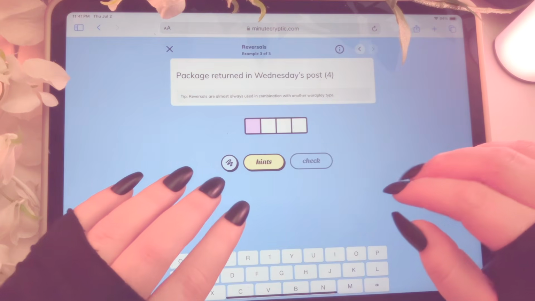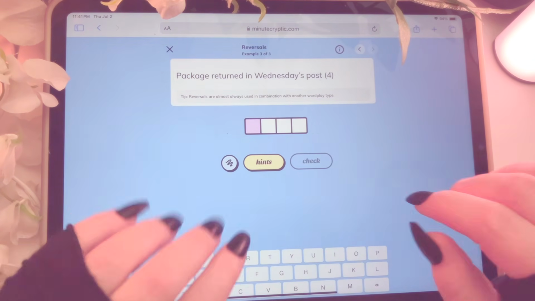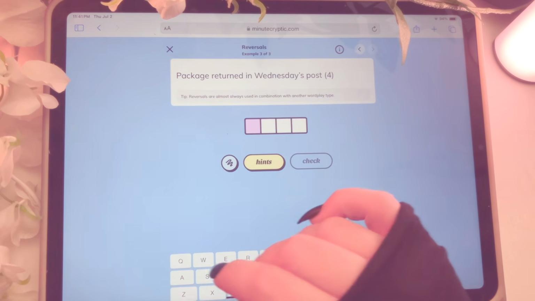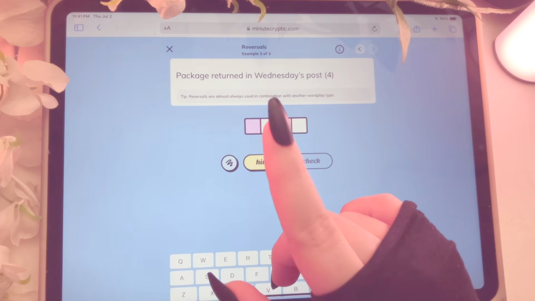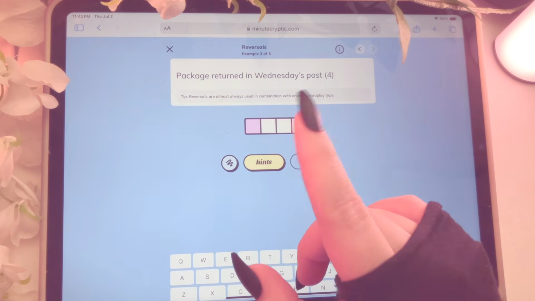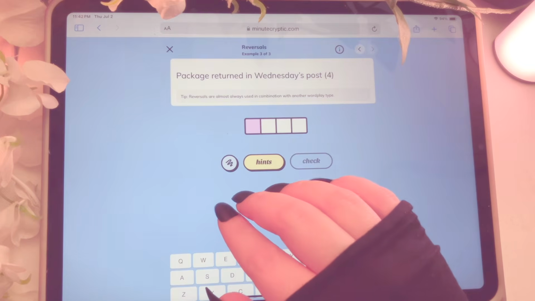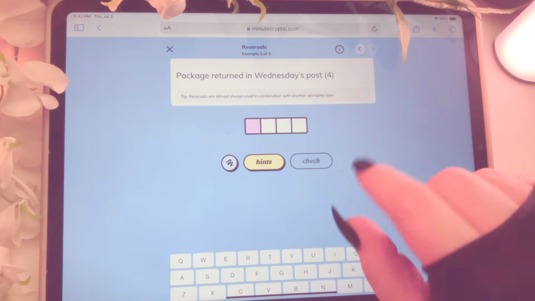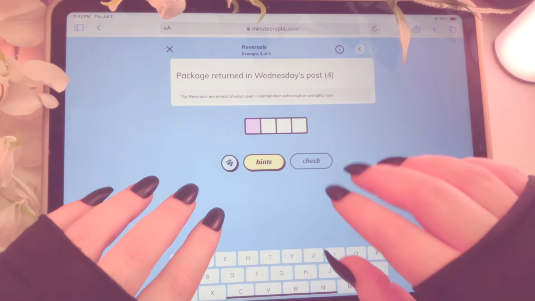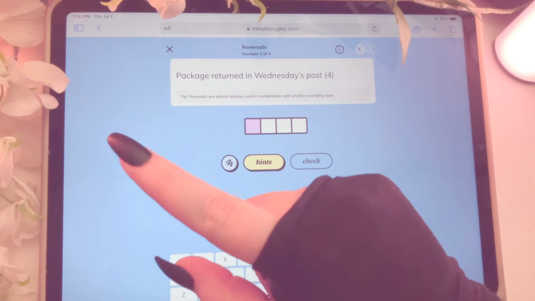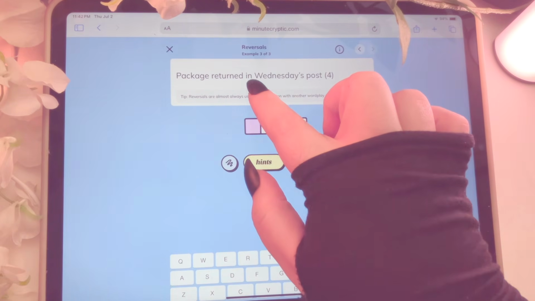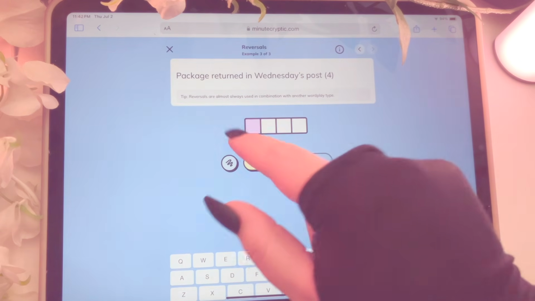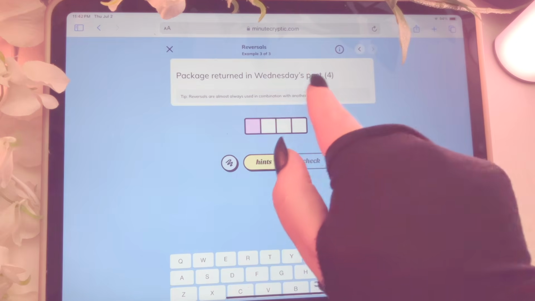Let's go on to the next one. This next one is packet returned in Wednesday's post. Okay, I think this is combining with the previous lesson we just did, which is the hiddens. And similarly to today's clue that I showed you, I think that the indicator for the hidden is in, meaning it is contained in. Probably inside Wednesday's post.